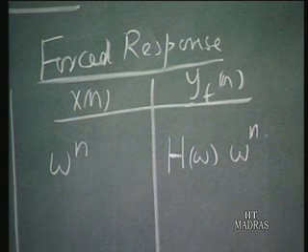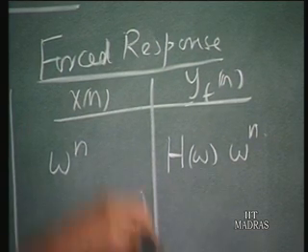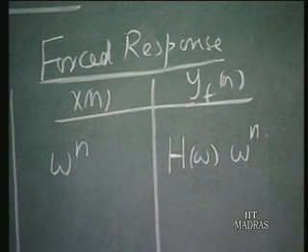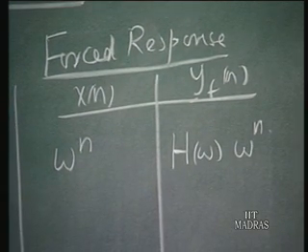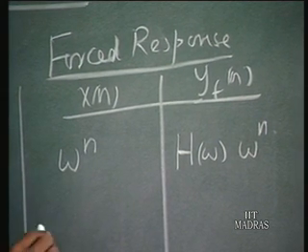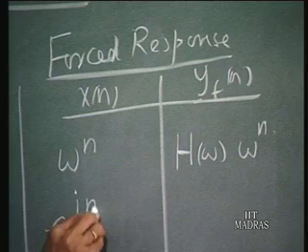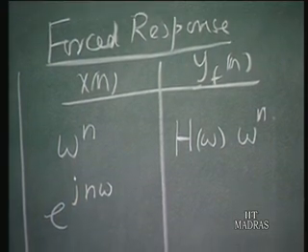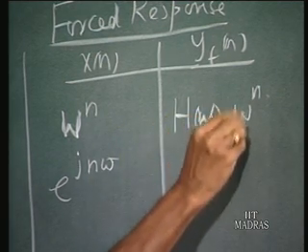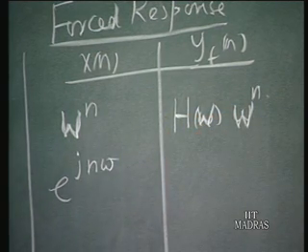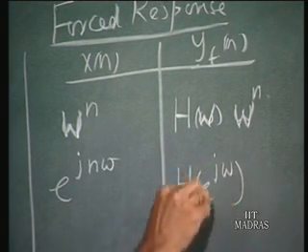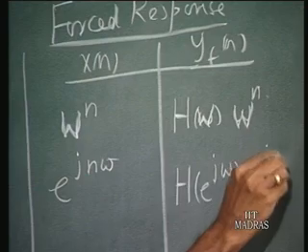This also can be seen from the point of view that w^n is a characteristic signal, and the output is also a characteristic signal for a discrete time system, and the coefficient will be H(w). w can be any particular value. It can be a complex constant, it need not be real. So suppose we take e^(jnω). That means w is now identified as e^(jω). So the forced response will be H(e^(jω)) times e^(jnω).